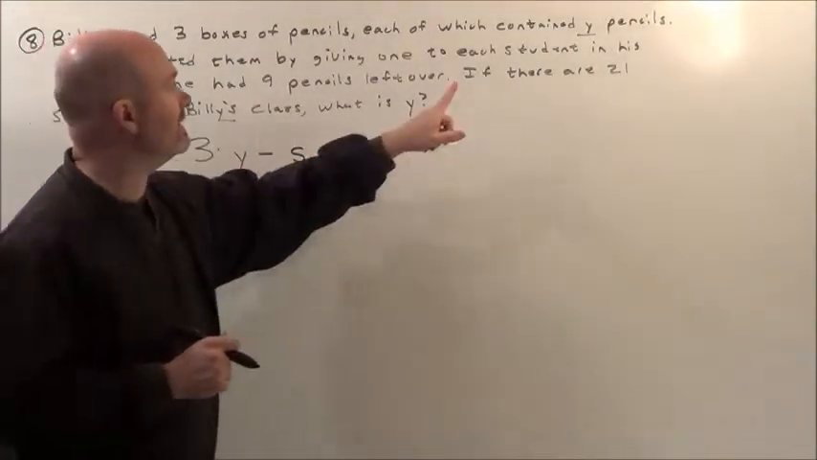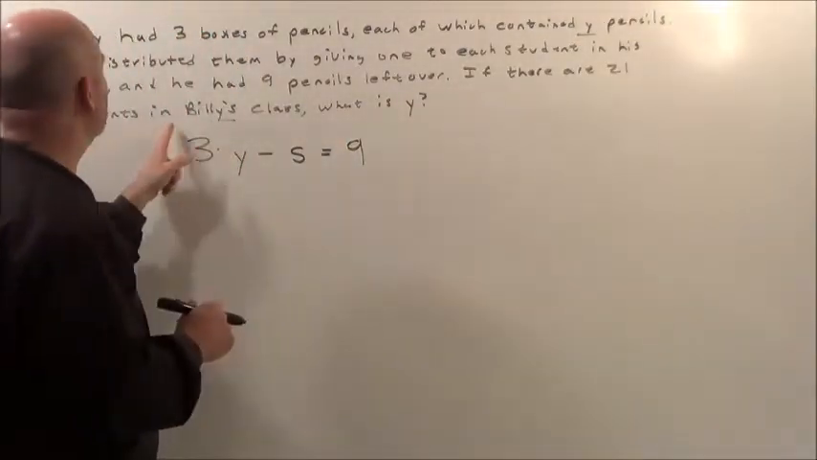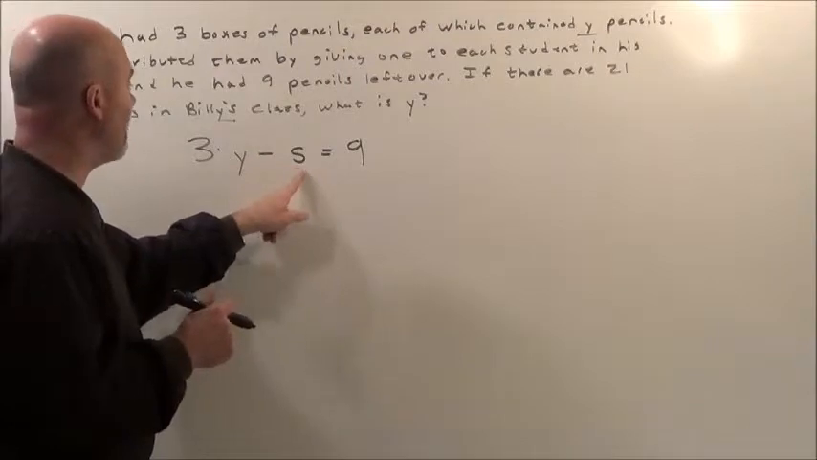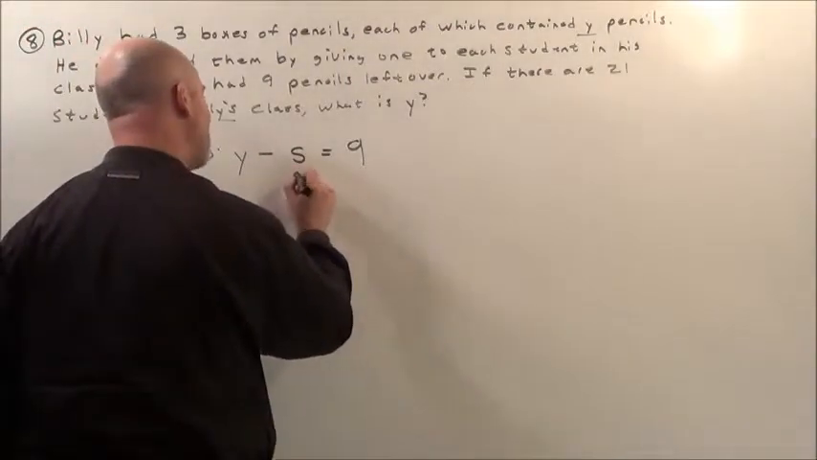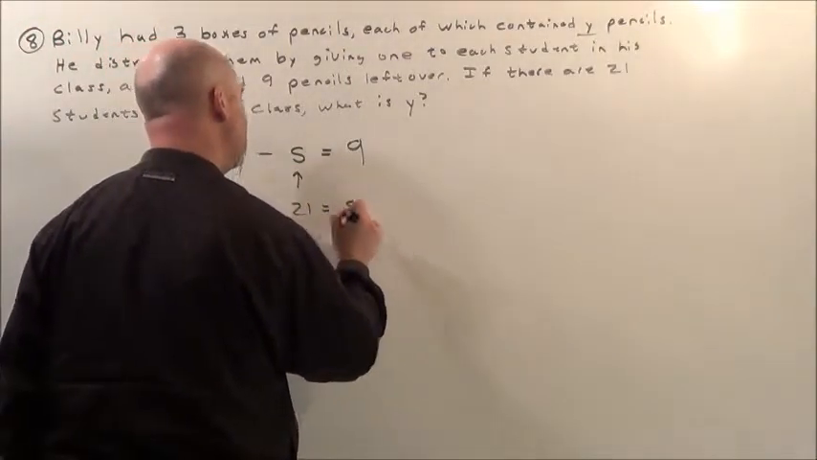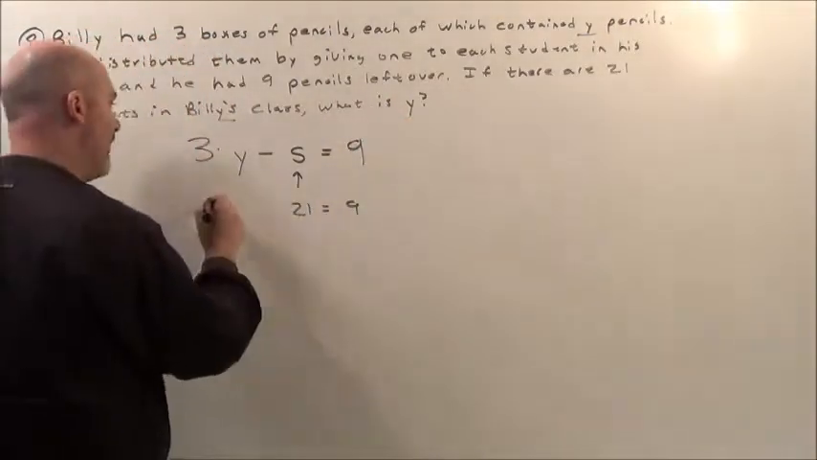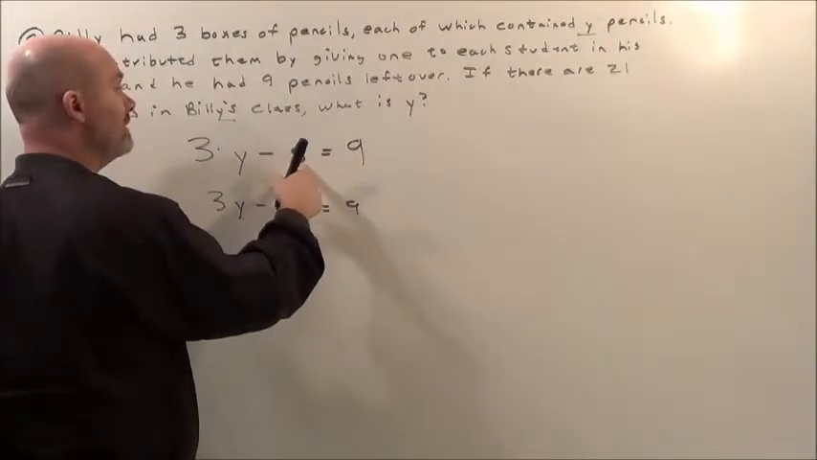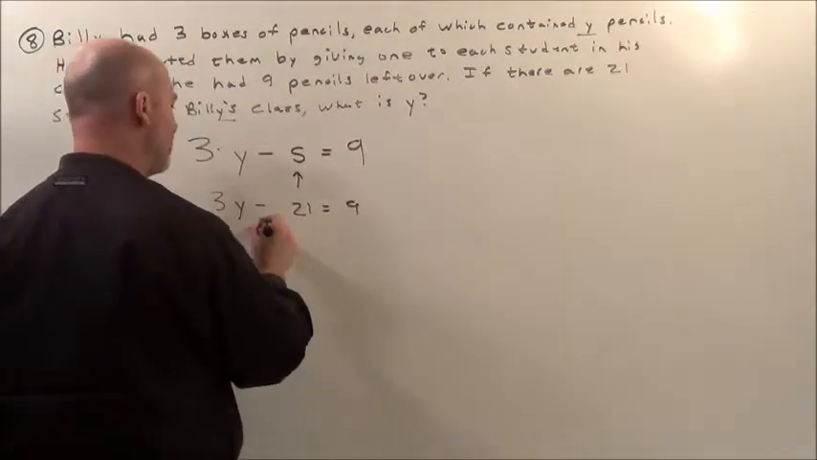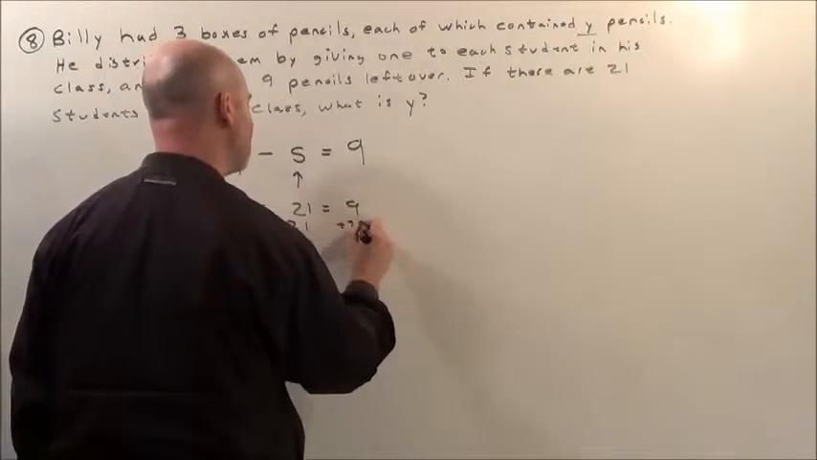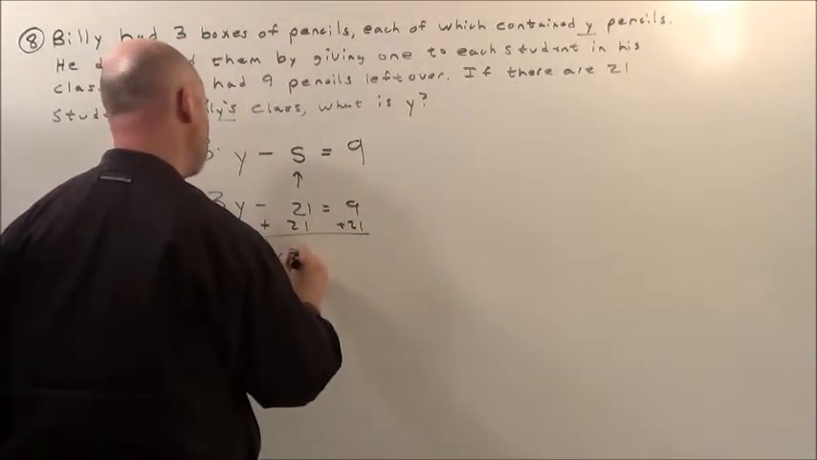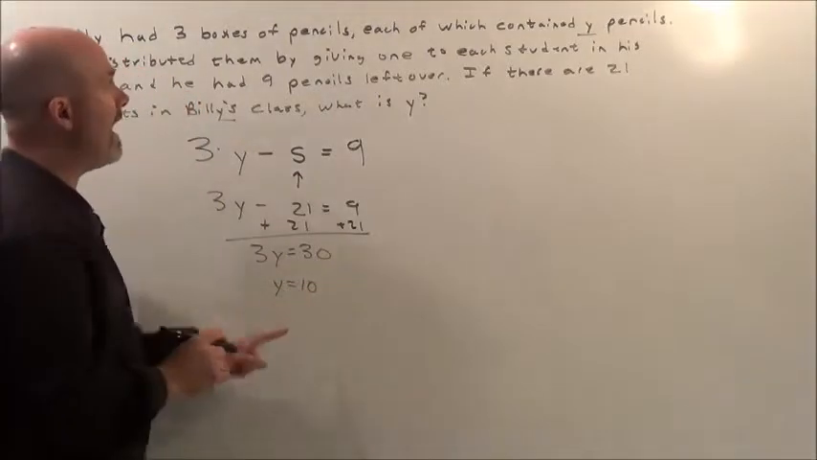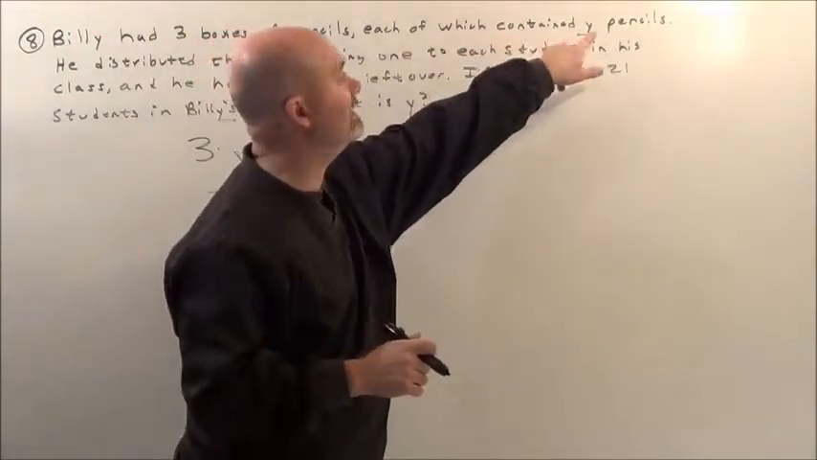But it then says, if there are 21 students in Billy's class, well, S stood for how many kids were in the class. We know that S is now 21. That value right there is 21. And it says, can you find me what Y is? So it's just 3 times Y minus the 21 kids equals 9. Solving this now, you add 21 to both sides. 3Y is equal to 30. Divide by 3. Y is 10. Each box contained 10 pencils.